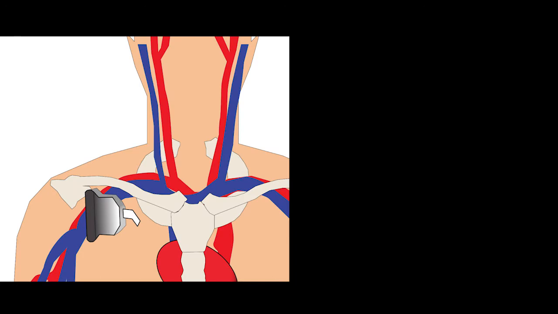Here, we demonstrate the transverse view when the ultrasound probe is placed on the right superior anterior chest wall, just medial to the axilla.